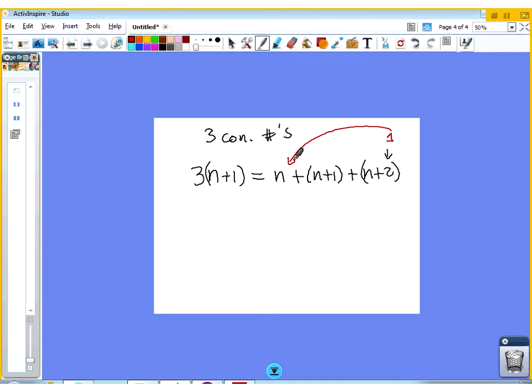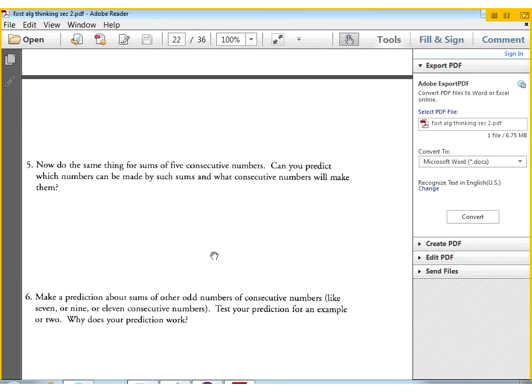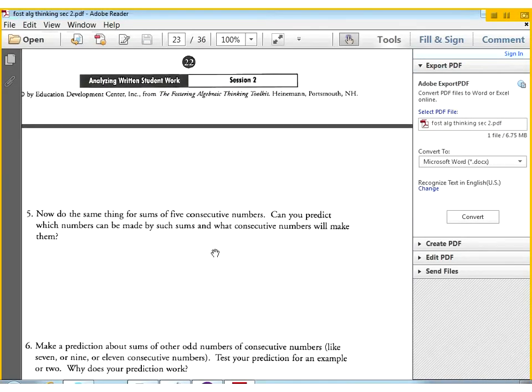Then you can. What about question 5? Do the same thing for 5 consecutive numbers.